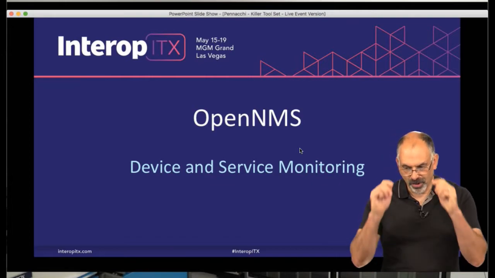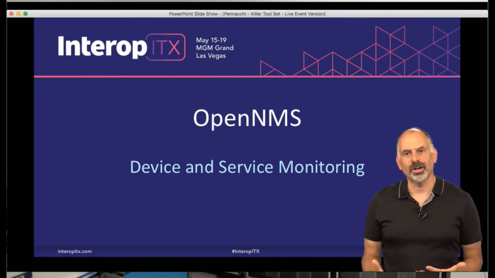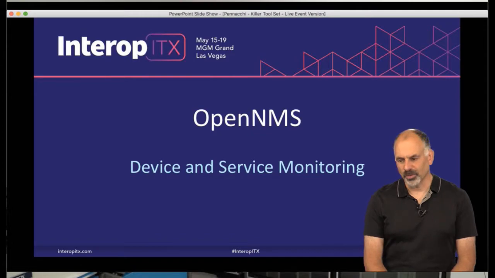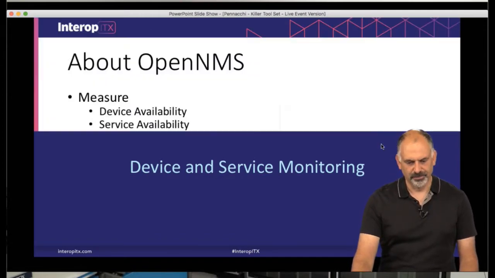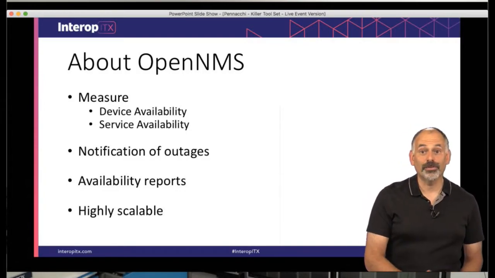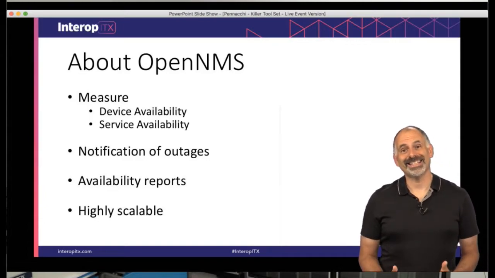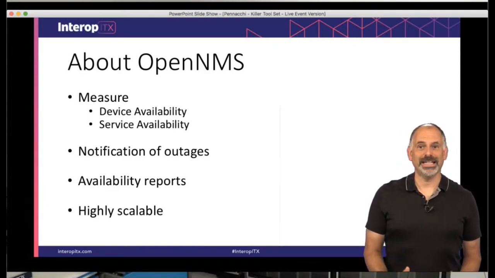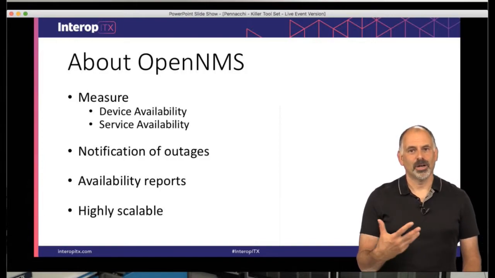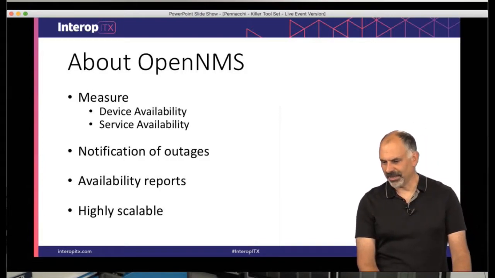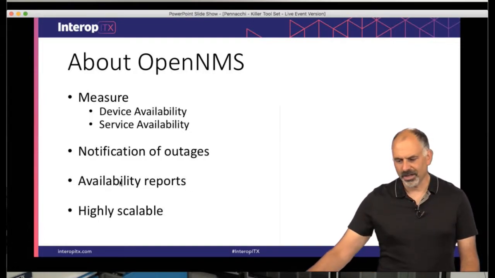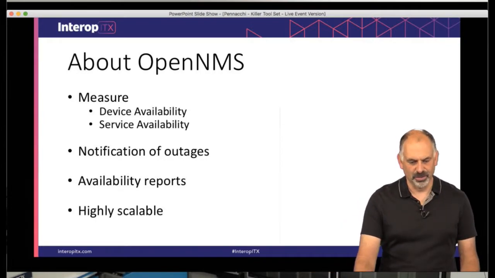OpenNMS. When it comes to monitoring our network, we want to be able to find out what's up and what's down, and OpenNMS is one of those tools we can use for that. OpenNMS allows us to measure device availability and get notification of problems. I can set this up so if a device stops responding, OpenNMS will send me an email to let me know that device is down. If that device comes back up, OpenNMS will send me an email and let me know it's been resolved. I can get availability reports out of here, and we find that it is a highly scalable tool.